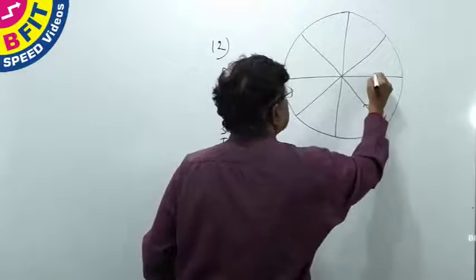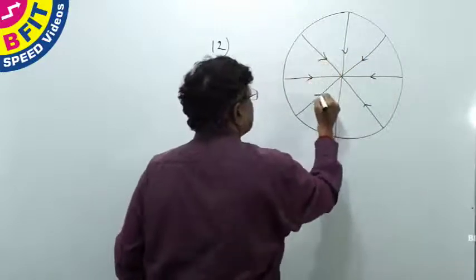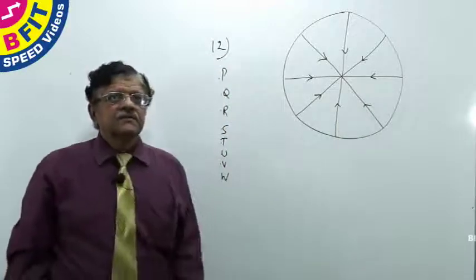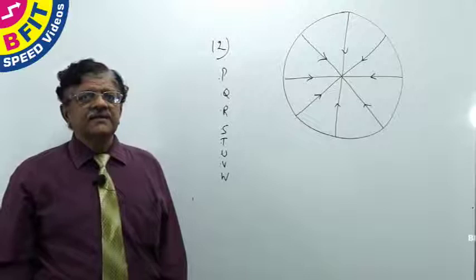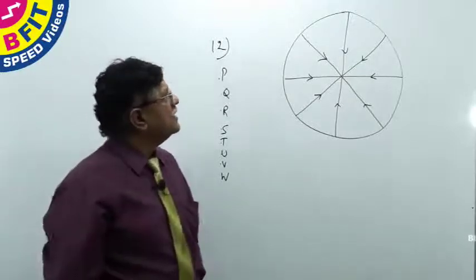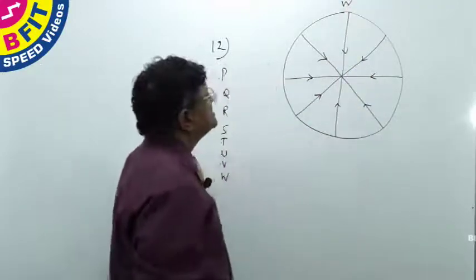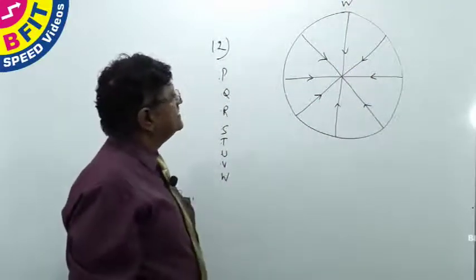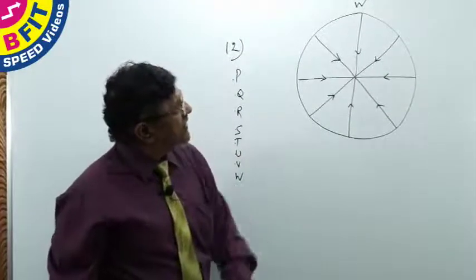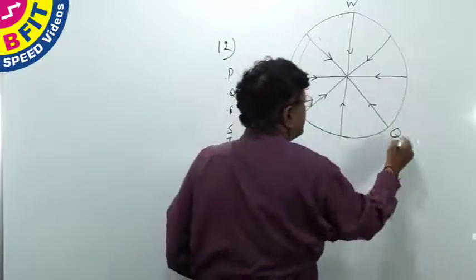All of them are facing the center. So that we can, if you mark this arrow, we will not forget. Q is sitting third to the left of W. So let us mark W here. Q is sitting like this, looking at the center. So 1, 2, 3, Q is sitting here.